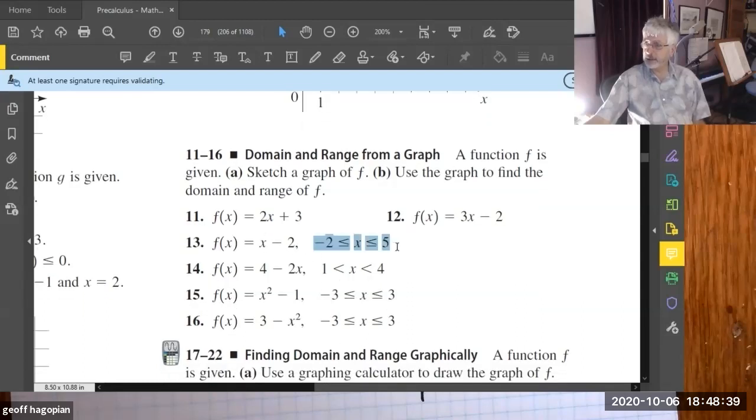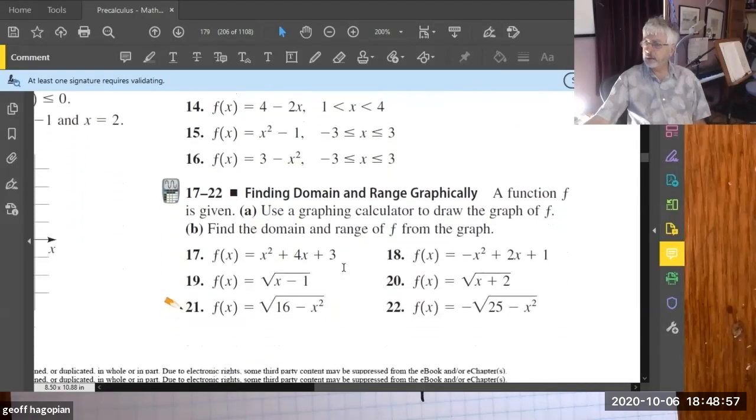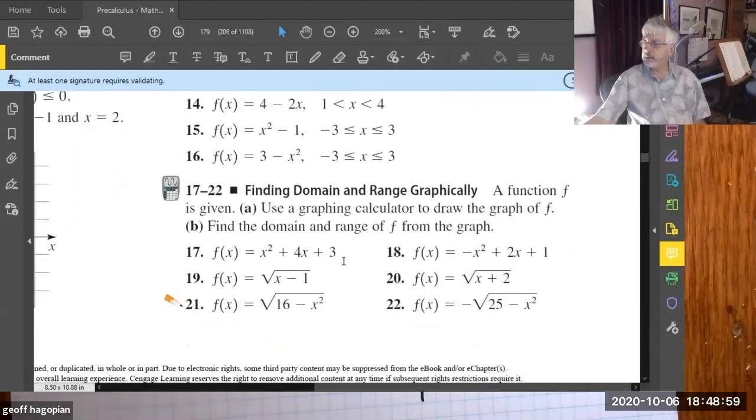However, you can restrict it arbitrarily, just by edict, right? I am the author of this function, and I hereby declare that my inputs can only be between -2 and 5, in which case, even though the formula may accept other values, you've restricted the domain. So they're finding them graphically.